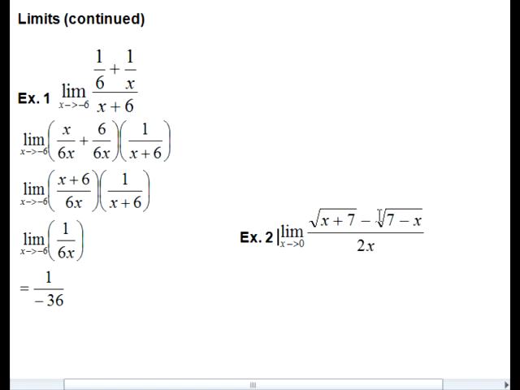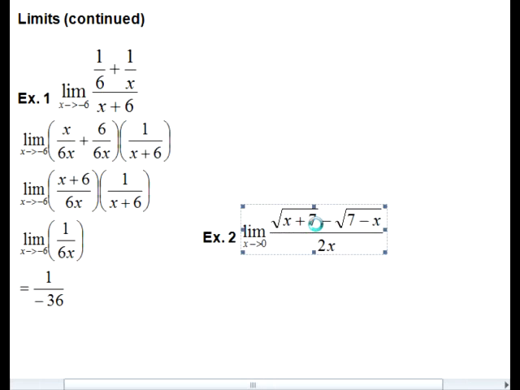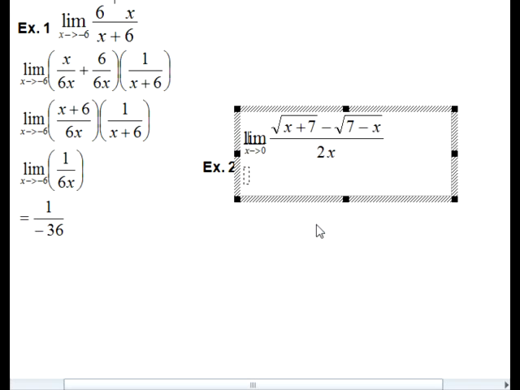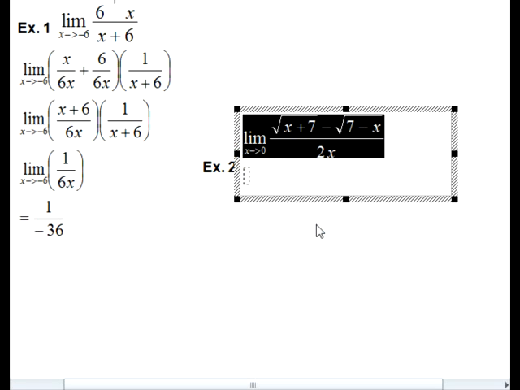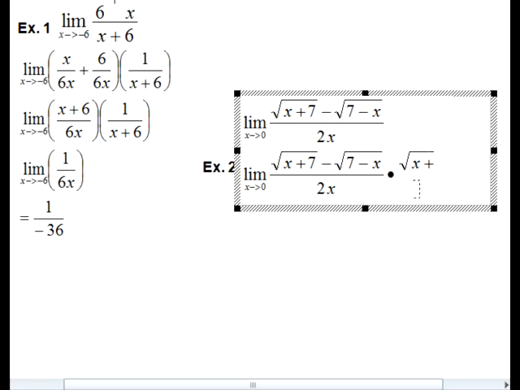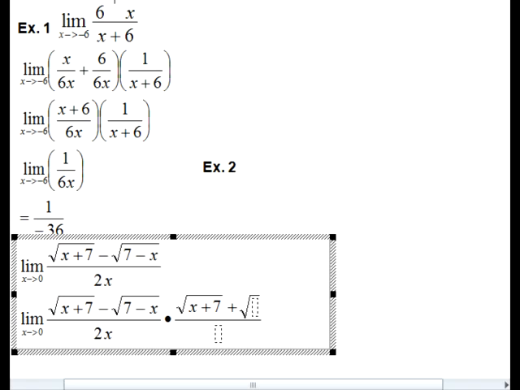Okay, so this one, when you're looking at it, clearly I'm going to have to rationalize this. So what I'm going to do is multiply it by the same thing top and bottom. I'm going to do it on the second line here. I'm going to times it by the root of x plus 7 plus the root of 7 minus x. I'll do the same thing top and bottom.